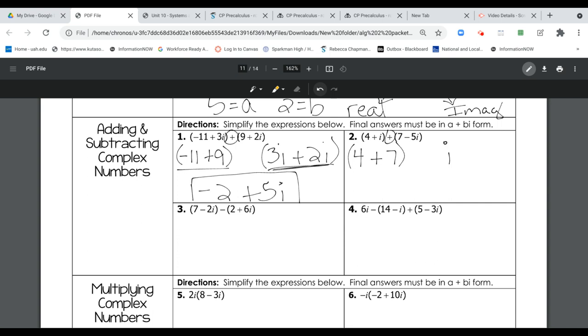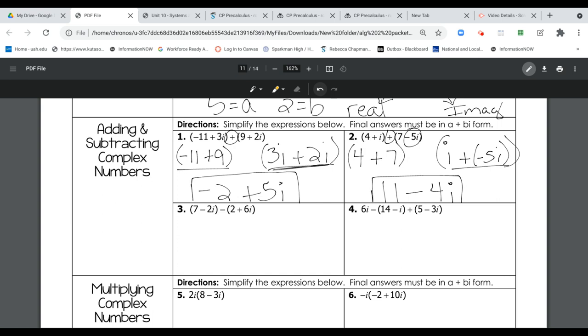and then I should be thinking i plus -5i, because notice that is a -5. So I get 11 out of the first one. When I add these two together, I actually get -4i. So you're not going to write it down as plus 4i. You're just going to write it down as -4i. And that would be your final answer for number 2.